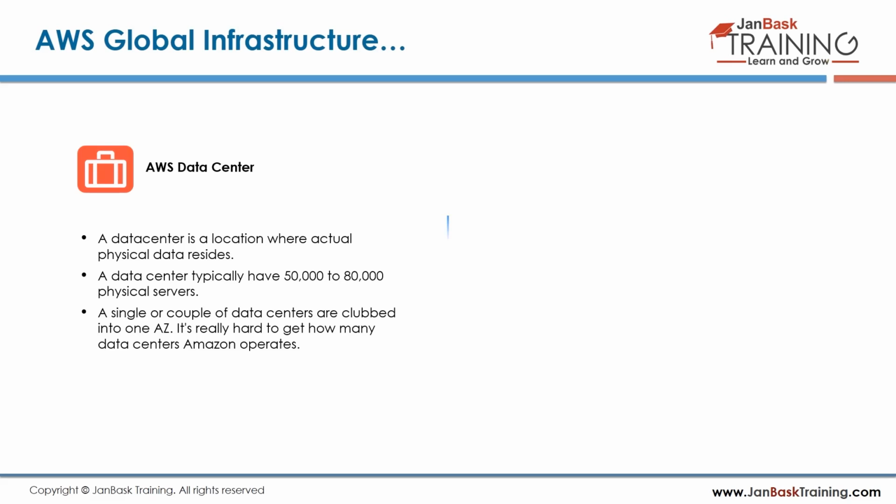3, 2, 3, maybe 6. Like in the case of Virginia, we saw there are 6. They have the biggest presence in Virginia. They have almost 100,000 physical servers in one data center. So that gives us 600,000, more than 500,000 servers in one location.